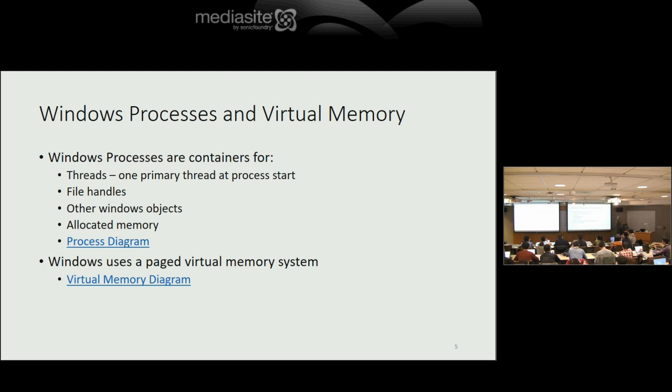But in Windows, threads are genuinely distinct objects. Processes are not scheduled, threads are. Every process starts up with one primary thread. Processes contain file handles, other Windows objects, and allocated memory.